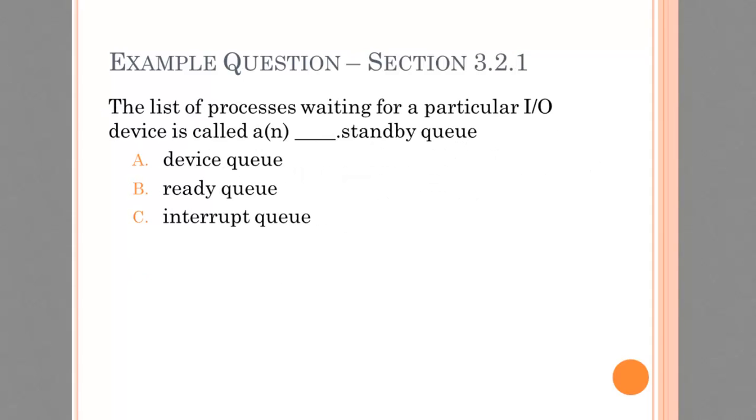The list of processes waiting for a particular input-output device is called a blank. Standby queue. Ready. When anything is waiting, that means it's ready to go. So the answer here is B. Know what the other ones are. Look them up in section 3.21.